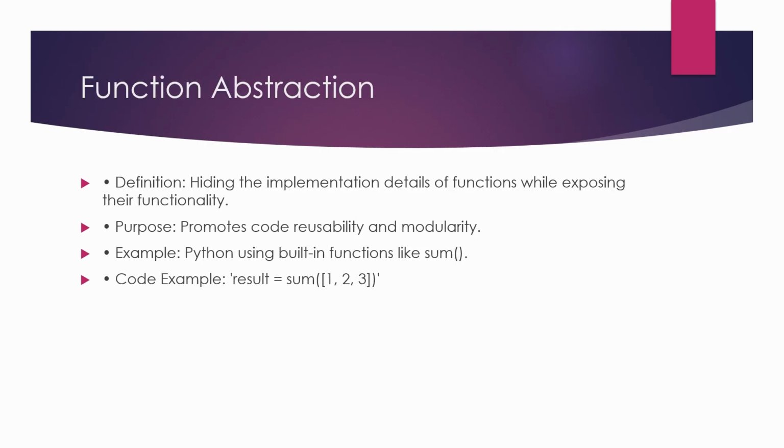Function abstraction follows a similar principle but focuses on functions or methods. We hide the complexity of the function's implementation, presenting only the interface that users need to interact with. For example, Python's built-in sum function allows us to add numbers without worrying about how the function processes them internally.